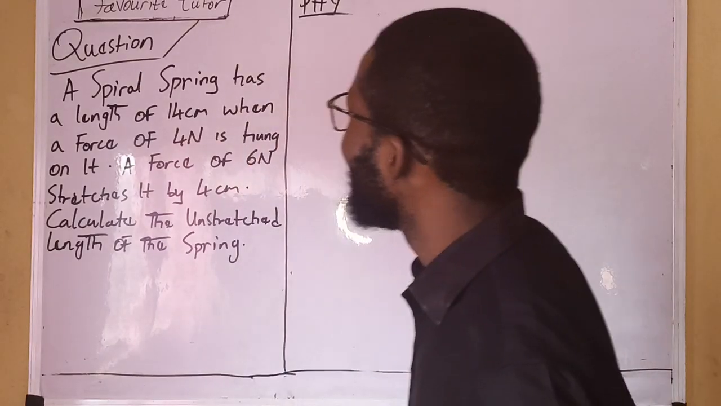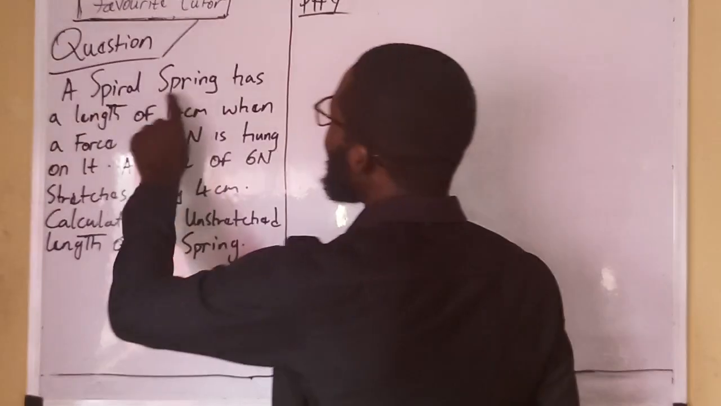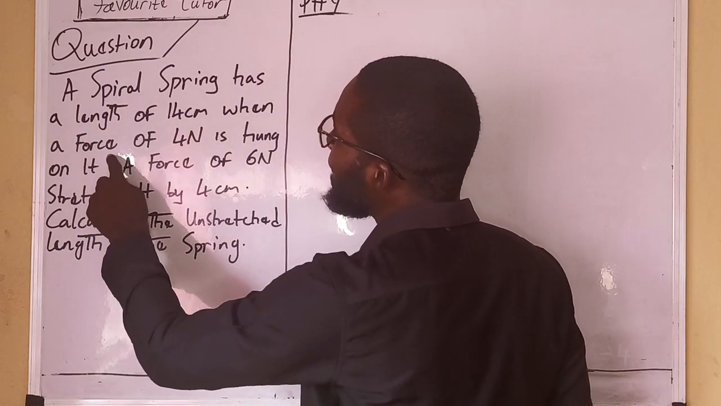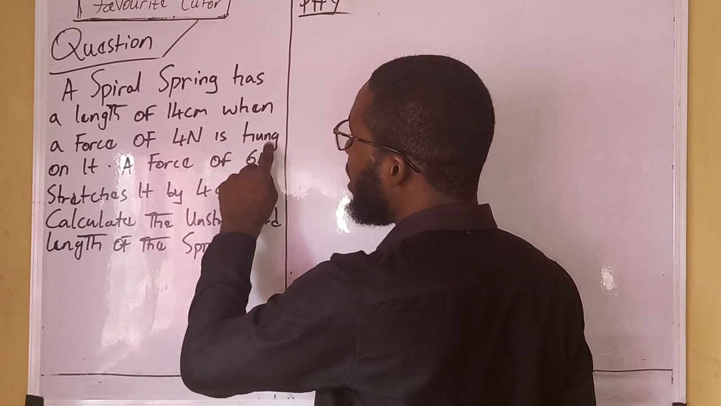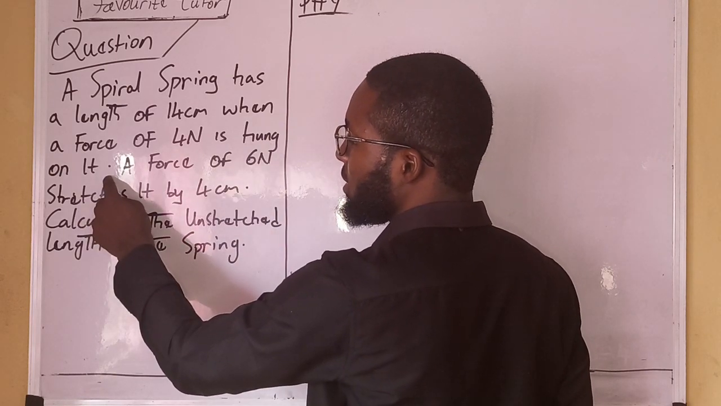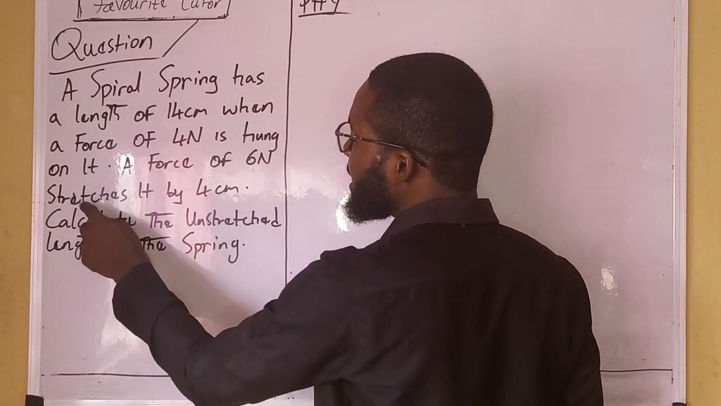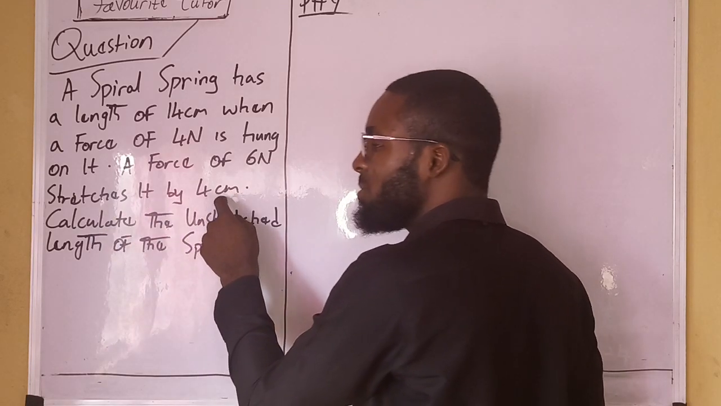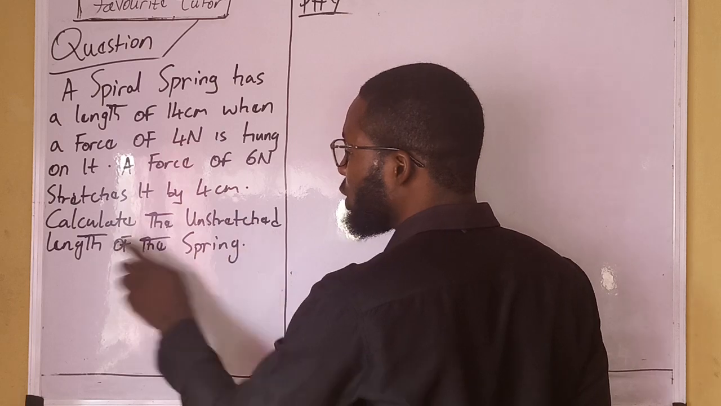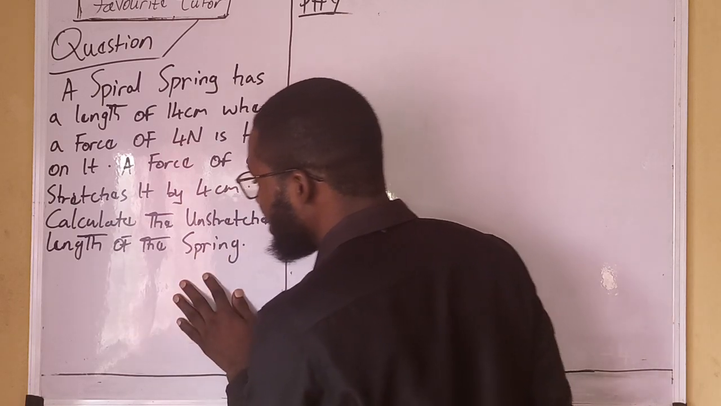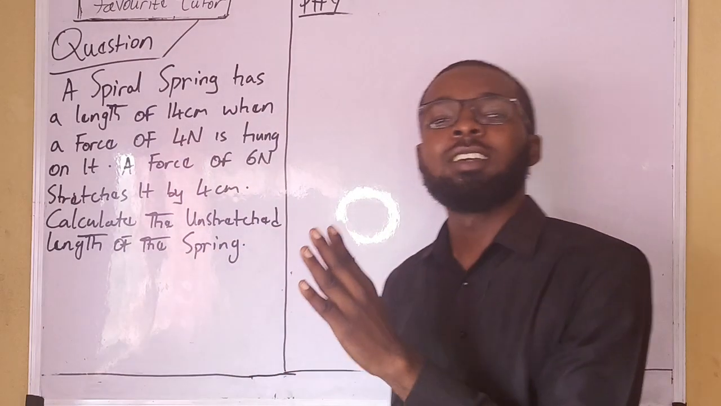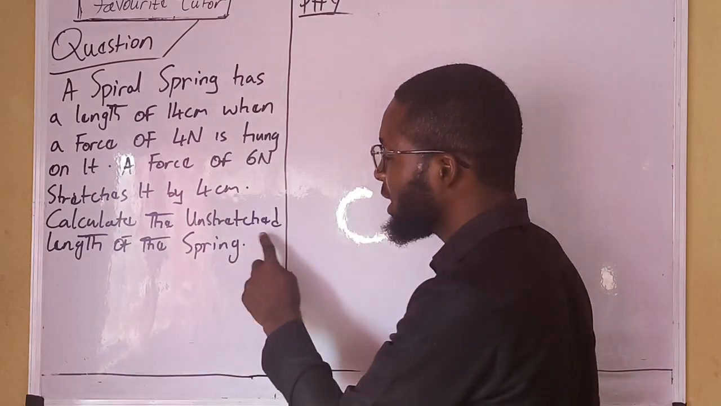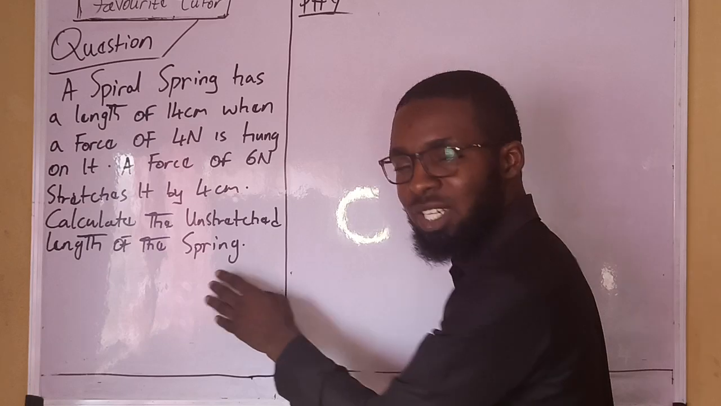Okay, let's go. A spiral spring has a length of 14 centimeter when a force of 4 Newton is hung on it. A force of 6 Newton stretches it by 4 centimeter. Calculate the unstretched length of the spring. So right here, what are we looking for? We are looking for the unstretched length of the spring.